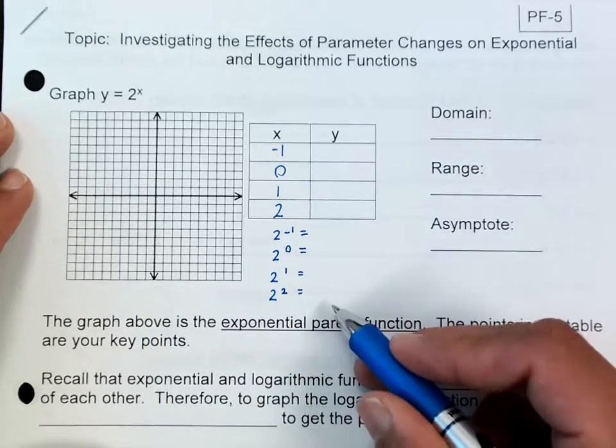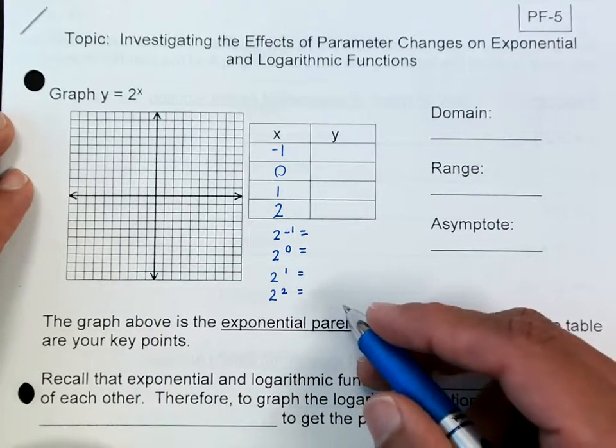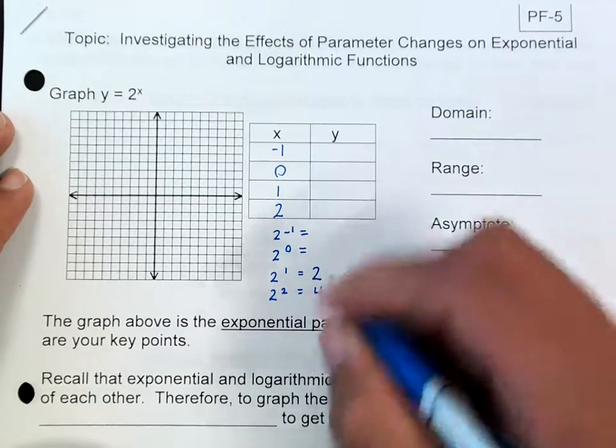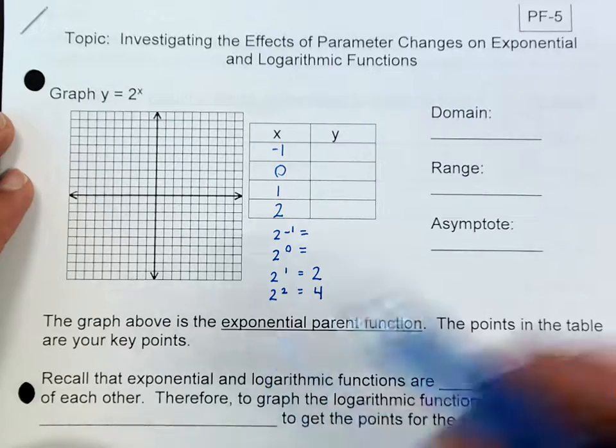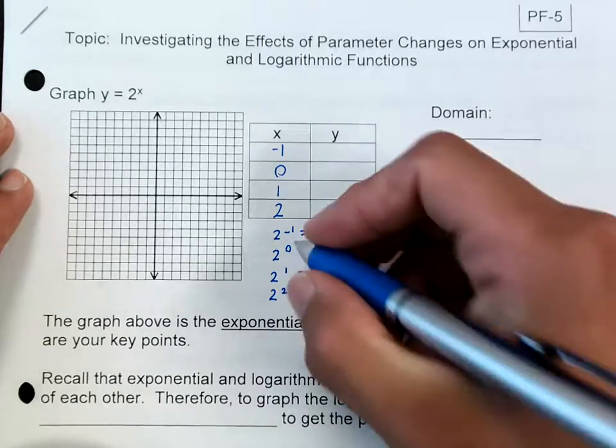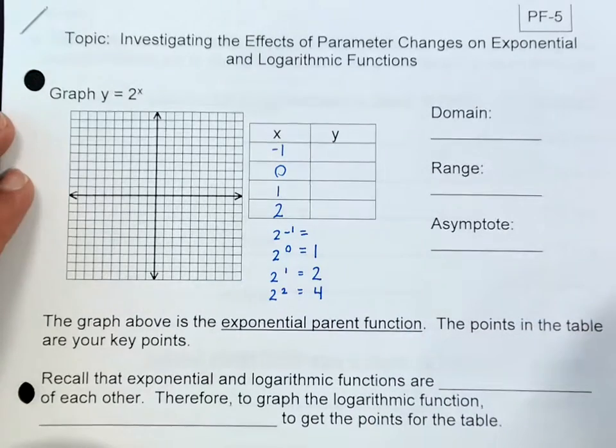Right, what is 2 to the second power? We know that. 4. 4, great. What's 2 to the first power? 2. Now, the weird one for most of you is what is 2 to the 0 power? I kind of talked about it a couple of weeks ago. Any number to the 0 power, except for 0, is 1. That's the weird part. So any number other than 0 raised to the 0 power is 1.